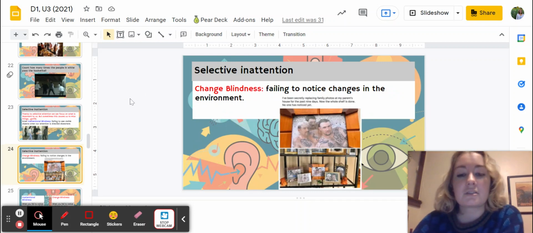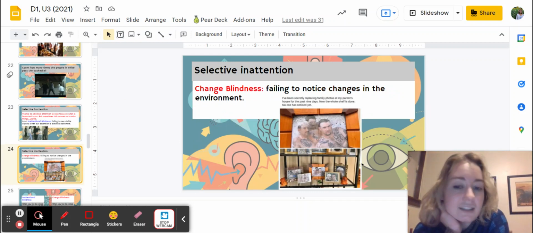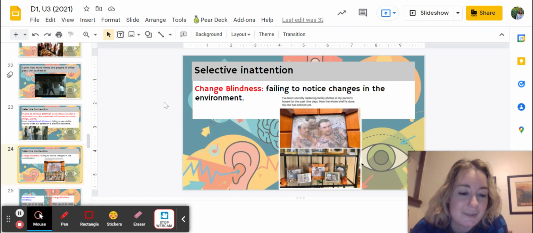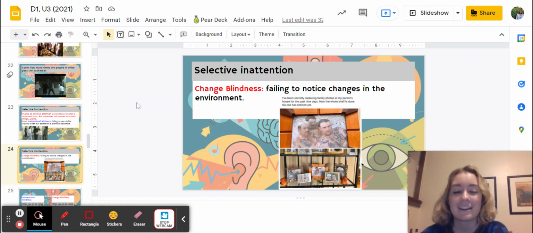Another term that shows the problem of selective attention is change blindness. This is when we fail to notice changes in our environment. I've seen lots of examples of this, like at Cracker Barrel, where a bunch of people come in, take black and white photos of themselves, put them on the wall, and see if people notice.